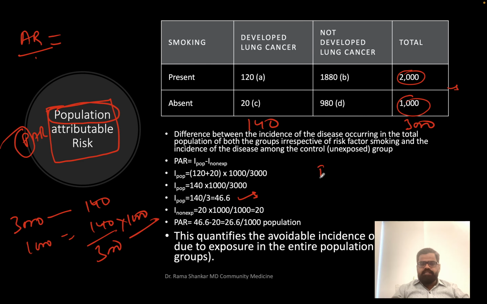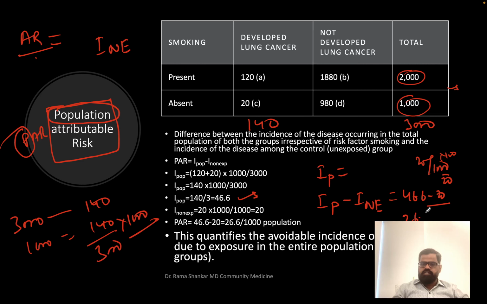Now, incidence in population I have calculated. So the second thing which I need to do is calculate incidence in non-exposed. Simple. So if I ask you what is the incidence in the non-exposed group, you will say 20 out of 1000 into 1000, so it becomes 20. Now, can you subtract from incidence in population the incidence in non-exposed? So 46.6 minus 20, which is 26.6.